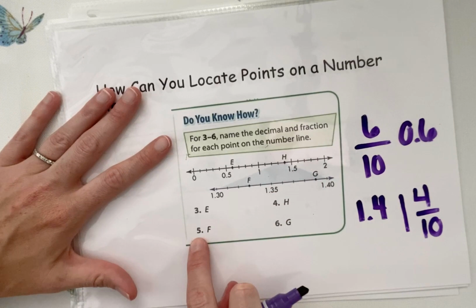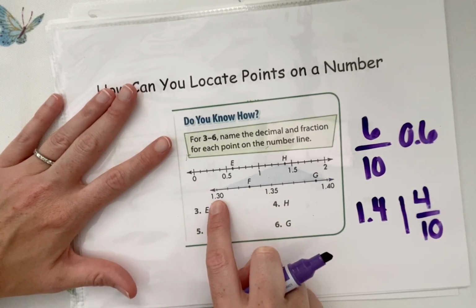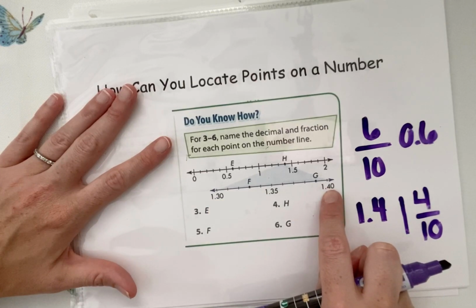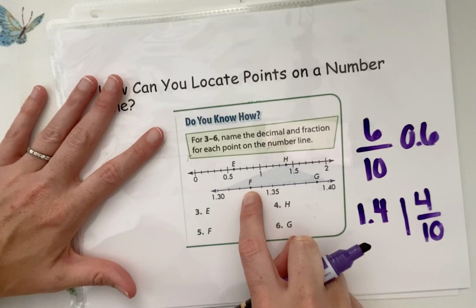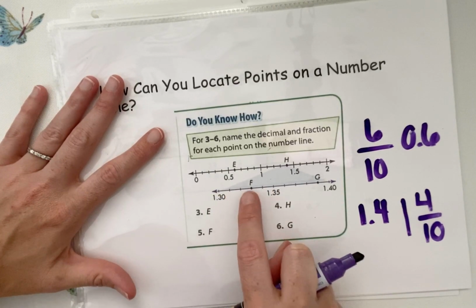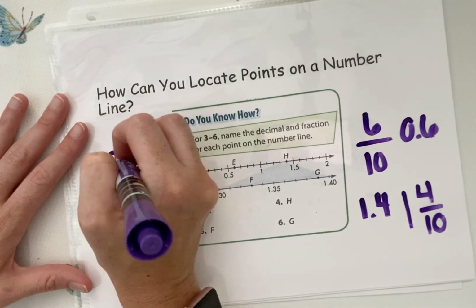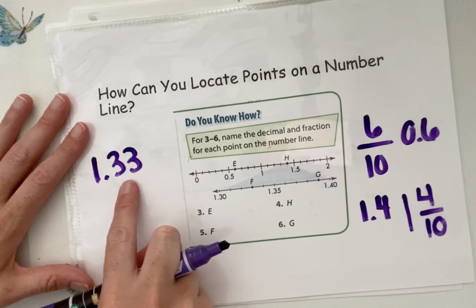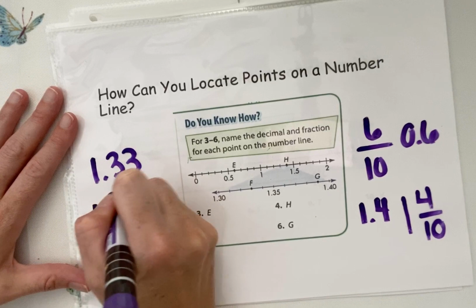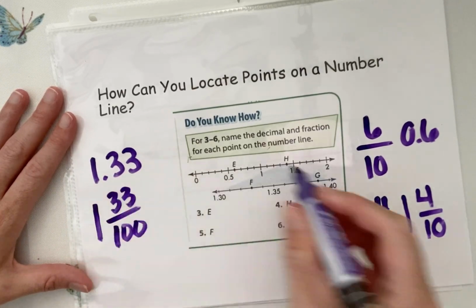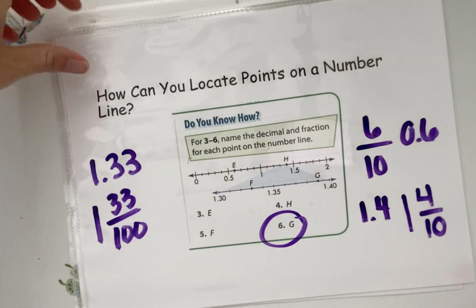Let's do one more. That's H. Let's look for F. Here's F right here. F comes between 1 and 30 hundredths and 1 and 40 hundredths. It's 2 before 1 and 35 hundredths. So 1 and 31, 1 and 32, 1 and 33 hundredths. How would I write that as a decimal? 1 and 33 hundredths. How do I write it as a fraction? 1 and 33 hundredths. You could go to your book and see what you think G would represent.